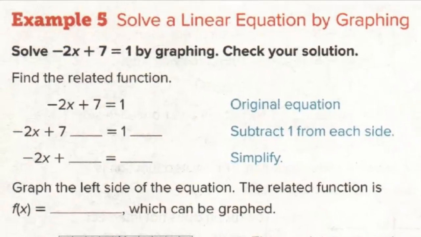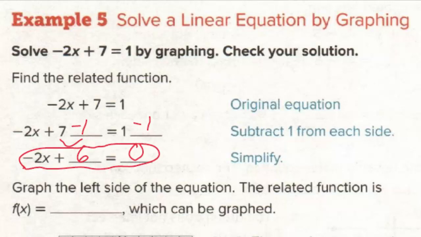Example 5, we want to solve a linear equation by graphing. In order to do this, especially if we're going to use the Desmos calculator, you have to make your equations equal 0 and then substitute f of x or y in place of that 0. So for this particular problem, we're going to subtract 1 from both sides. That will leave us with a 0 on this side, and 7 minus 1 will make a positive 6. So our function that we're going to graph will be this here, except we're going to replace 0 with f of x.